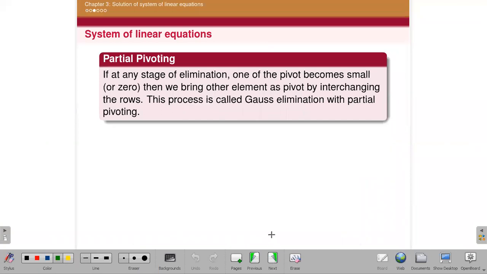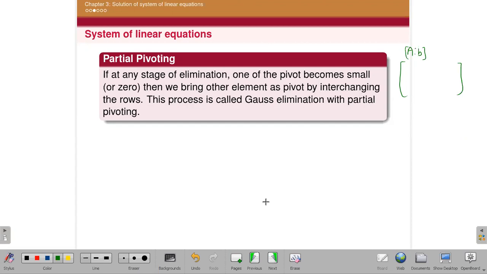So what is the strategy here? Partial pivoting. If at any stage of elimination, suppose we have A is to B, meaning the augmented matrix, and we are using Gauss elimination on this matrix, and one of the pivots becomes small or 0, then we bring another element as the pivot element by interchanging the rows, that you all know.